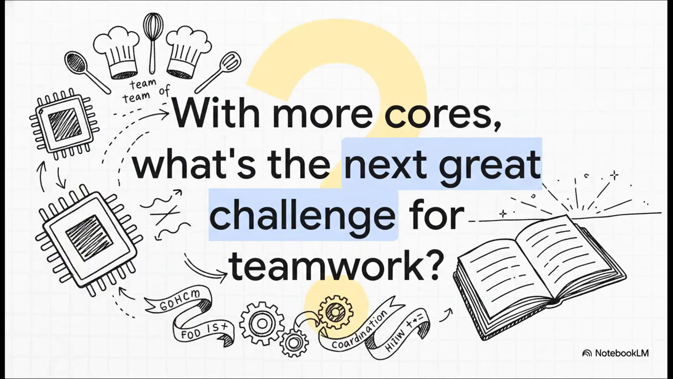And all of this leads to a final, really interesting thought. You know, we now have computers with 32, 64, even more cores. Our team of chefs is getting enormous. So the question for the future is, what new rules, what new ways of coordinating are we going to have to invent to manage all of that incredible complexity? That, right there, is the next great frontier in computing.